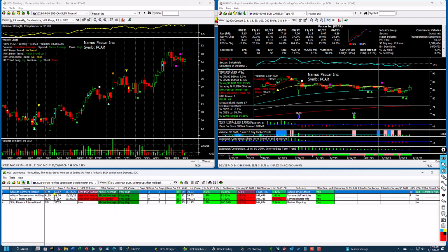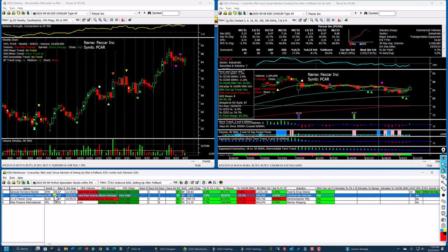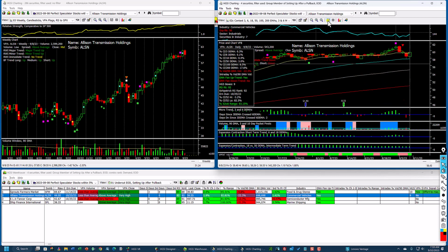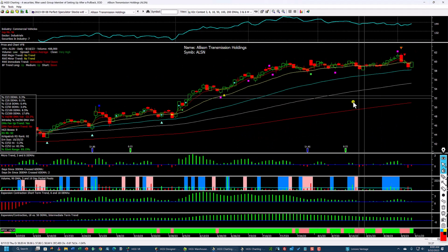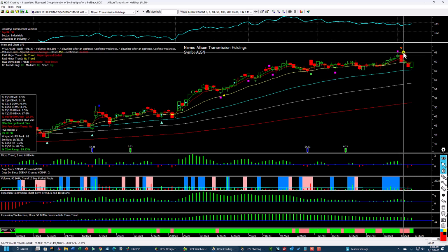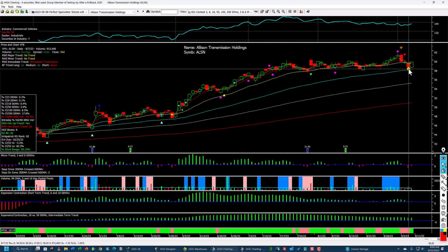There's Sprouts Farmers Market. I looked at that already. Here's a new one, Allison Transmission, ALSN. Look at the earnings and revenue growth. The slope is up on these. This is a nice, strong weekly chart on Allison Transmission. Make this full screen. It broke out, and then you can see the VPA flags signaled a downturn.